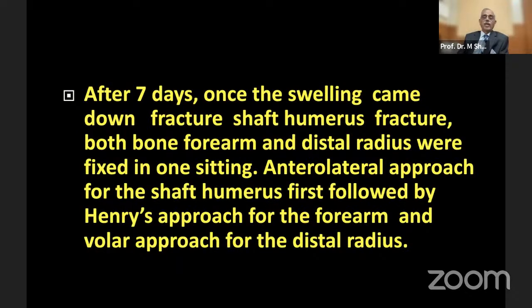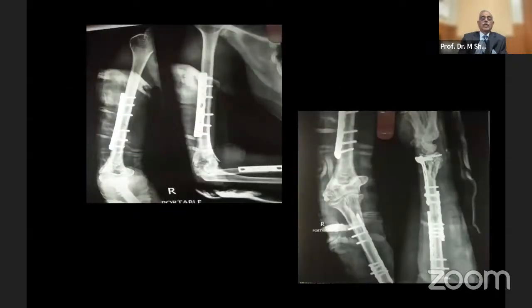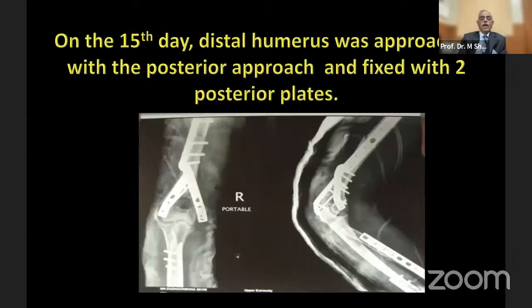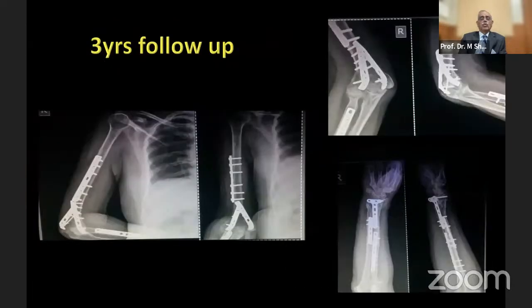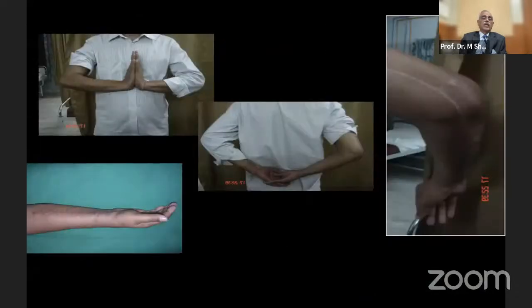We waited for 7 days. Once the swelling came down, the shaft of humerus fracture, both bones of the forearm and distal radius were fixed in one sitting, with an anterolateral approach for the shaft of the humerus first, followed by Henry's approach for the forearm and volar approach for the distal radius. And that is the picture. And after 15 days of waiting, we fixed the lower end of the humerus. This was done nearly 6 years ago, and this is the distal radius and the distal ulna and the fracture of both bones of the forearm. And this is the 3 years follow-up, and that is the functional range.